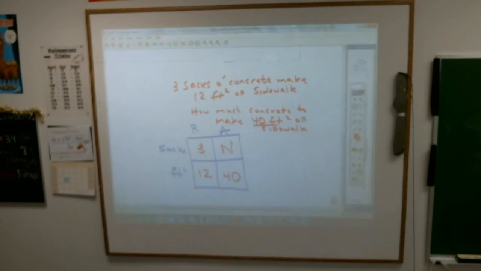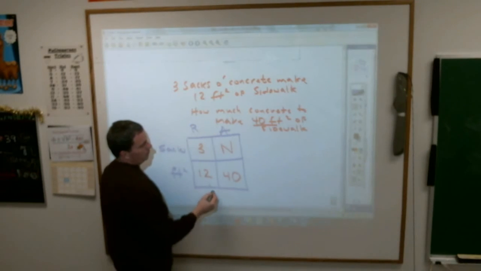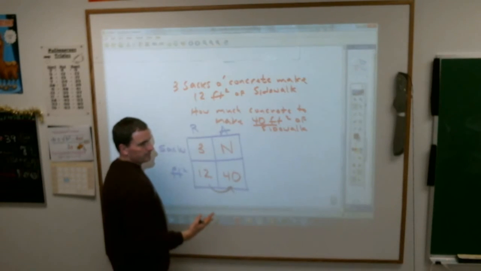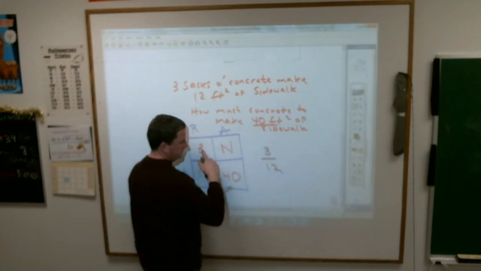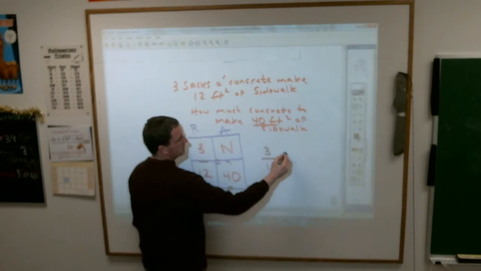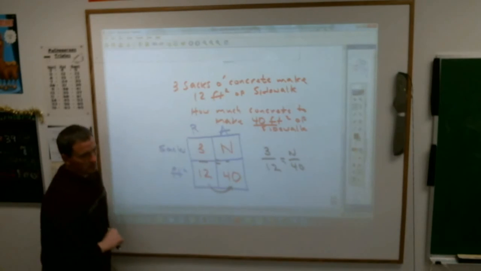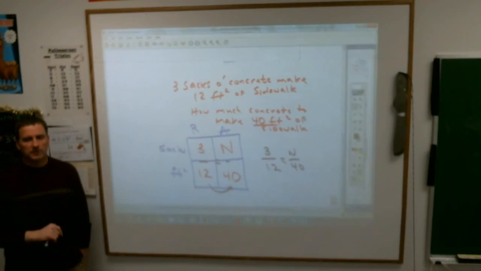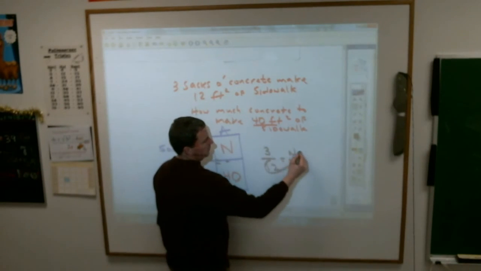Now, if you look at this, and we try to do it the last way we just talked about, what times 12 is 40? It doesn't work evenly. So this is where we talked about using cross products and proportions. 3 over 12, 3 twelfths equals what number over 40? How did we do that when you couldn't figure it out? Maggie? Right. You do what we call cross products.